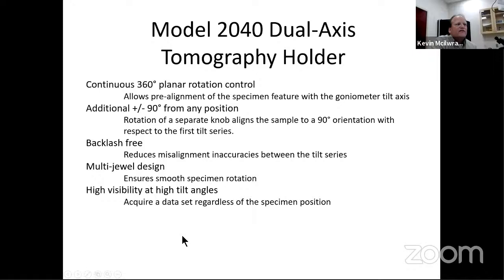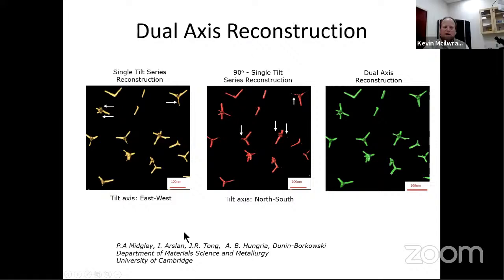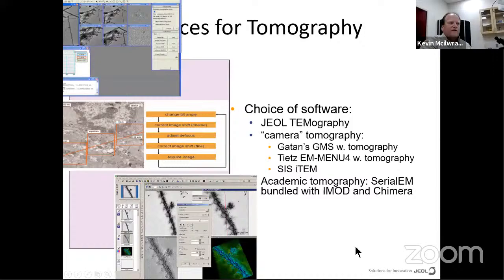Now, dual axis is where we tilt in one direction, but then we rotate the sample 90 degrees, right? Because if I'm pointing at you like this and I tilt this way, you're going to see the end of my index finger as a point, but you'll see my pinky and thumb. So I need to rotate 90 degrees, and now you'll see the movement of my finger, and we can more fully fill that volume for the 3D.